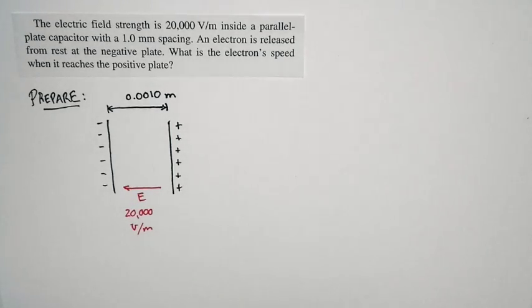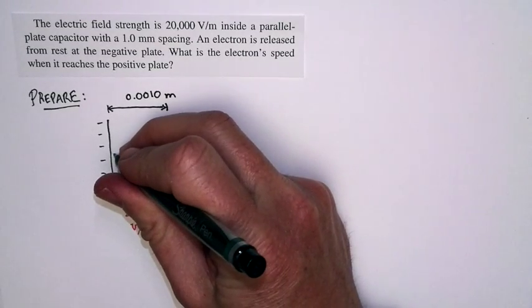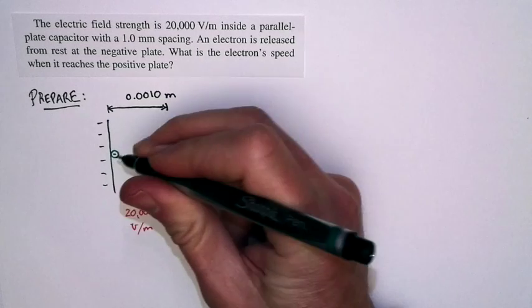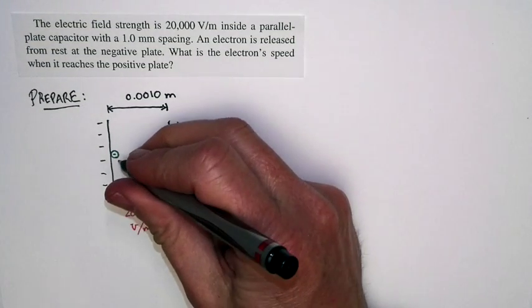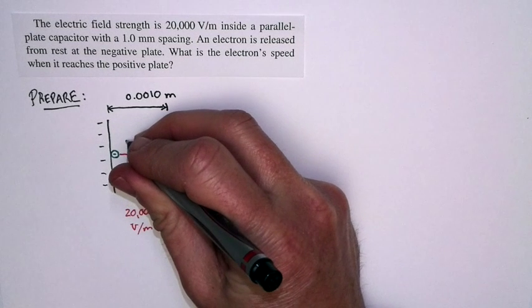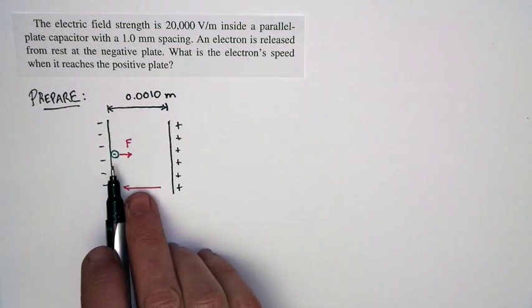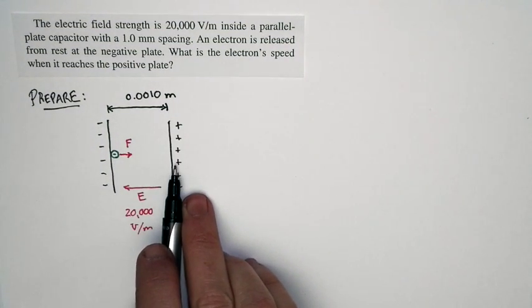Electric field is uniform between here and here. An electron is released from rest at the negative plate, and the question is, what is the electron's speed at the positive plate? Well, if an electron is released from rest right here, the electron is going to experience a force opposite the electric field. So the electron feels a force in this direction.